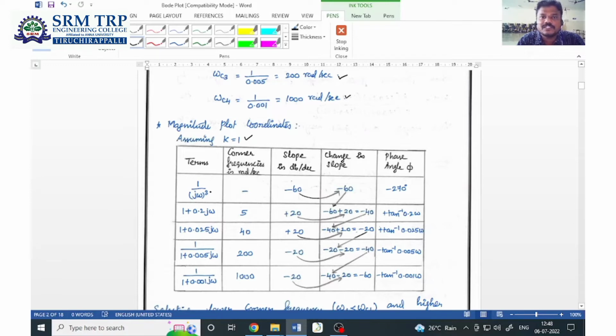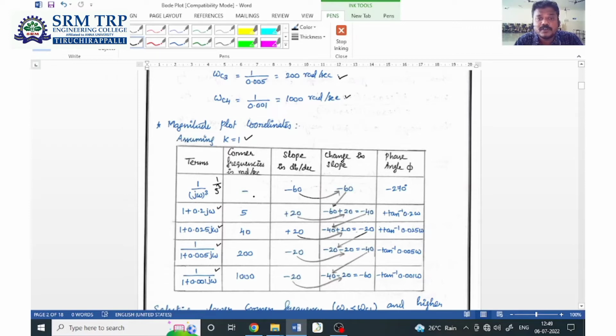So in the given transfer function, as I said, we have 5 terms. Two simple zeros I have placed in the second row and third row, and two simple poles in the fourth row and fifth row. The first term is the pole or zero present at the origin, so it is 1 by s cubed. That term I have given here. This is how I have segregated them.